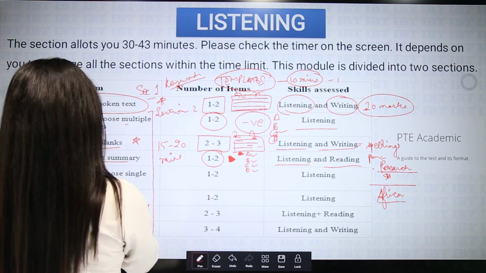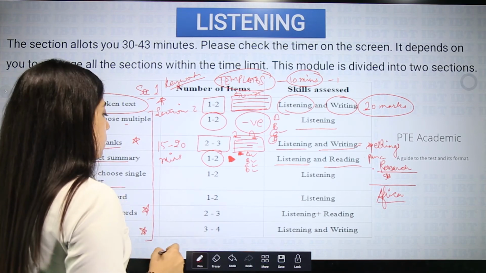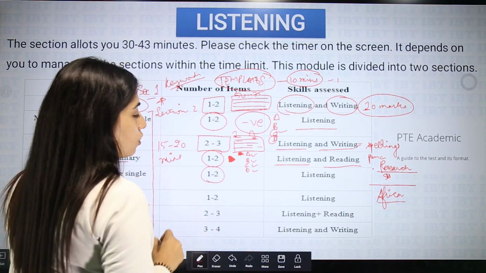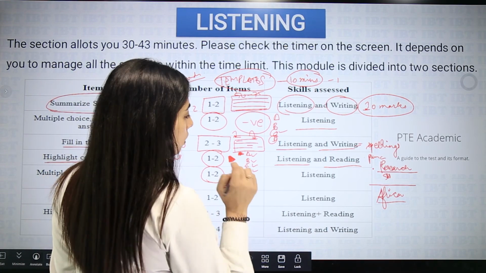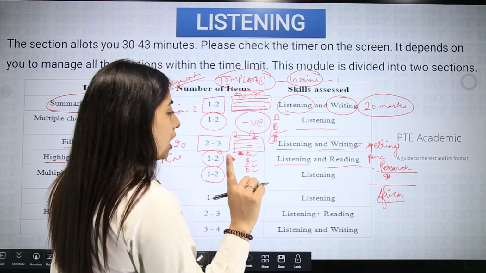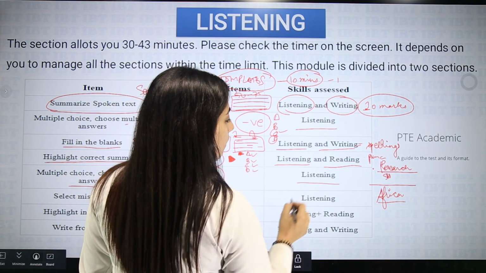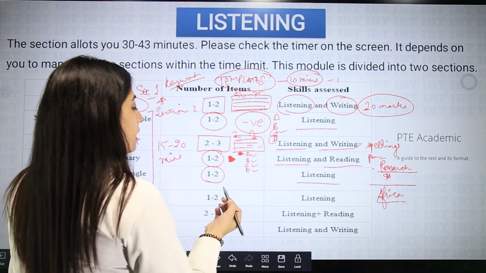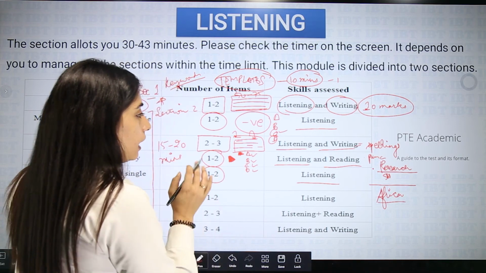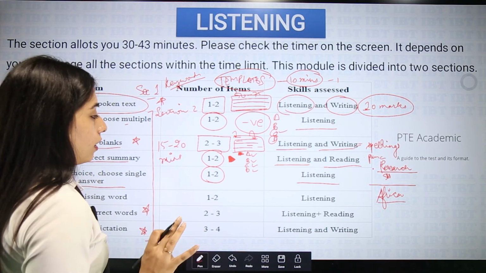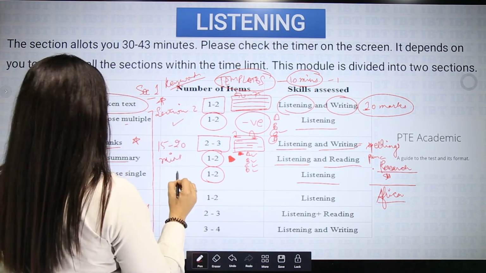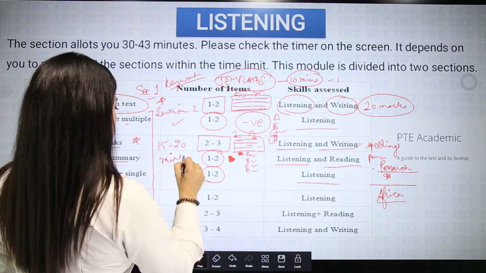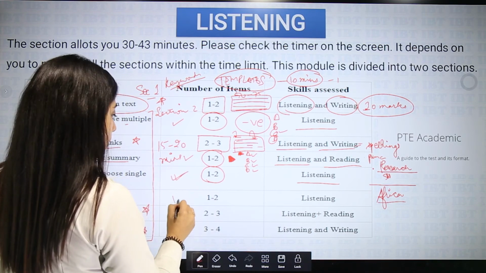Then single answer. In single answer there will be a passage you will be listening to, and you have to mark the option which will be the only one that is correct, right? This will evaluate only your listening skills. इसमें क्या होगा again? So for these 4 questions which are not important, which include your MCQ single answer, MCQ multiple answer, highlight correct summary and select missing word.